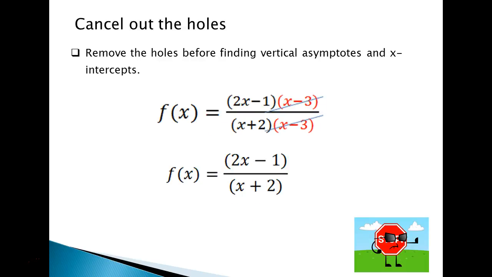Okay, now this is very important. Before we do anything else, we need to cancel out the holes. They are called removable discontinuities because we cancel them out before we do anything else. When we cancel them out, we're left with this rational function, 2x minus 1 over x plus 2.